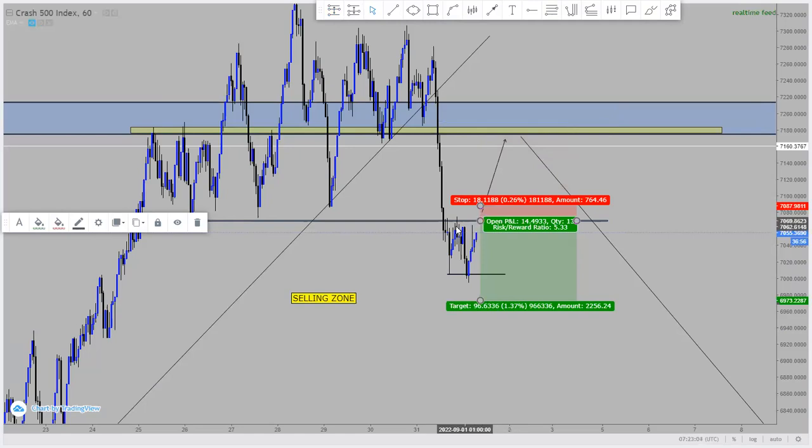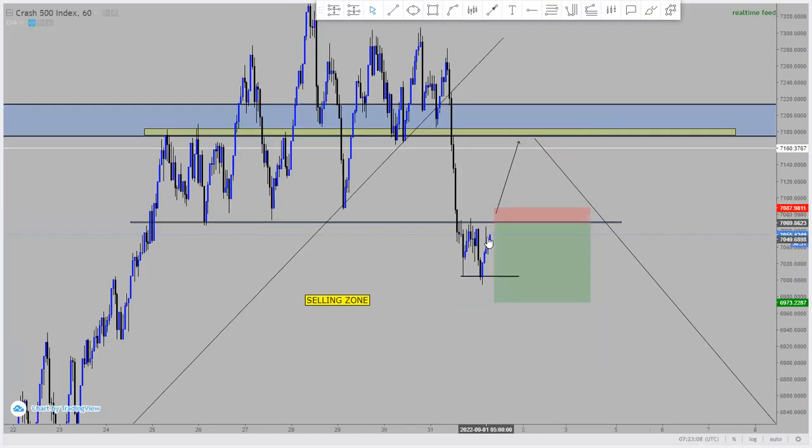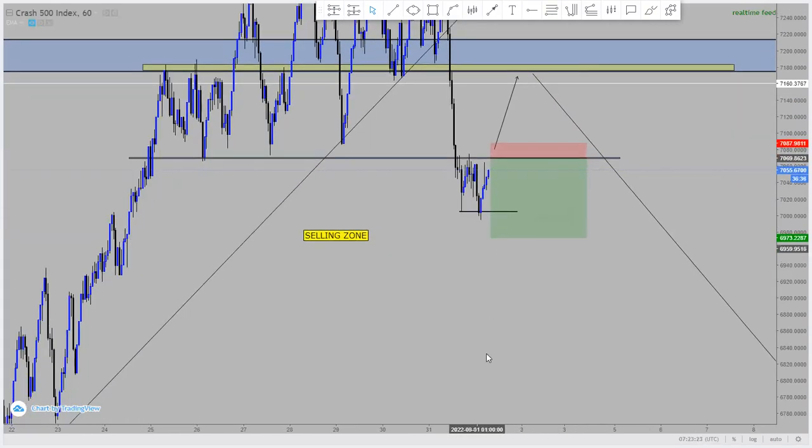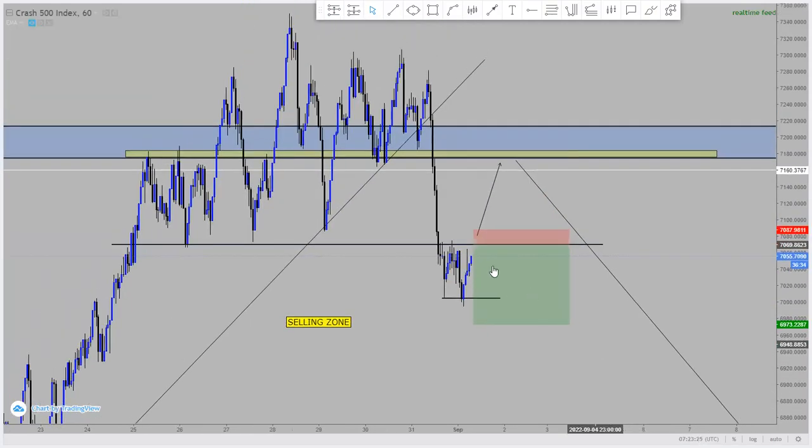That one will actually be an early entry, even though it's riskier. So you wait for the rejection. What I mean by rejection, we need candlestick confirmations. We need your bearish engulfing. You need your shooting star. Once you get that on the 15 minute or 30 minute, you sell. Your stop loss just tight above there. Then your TP, same TP that we showed you. So that is if it doesn't manage to break above.